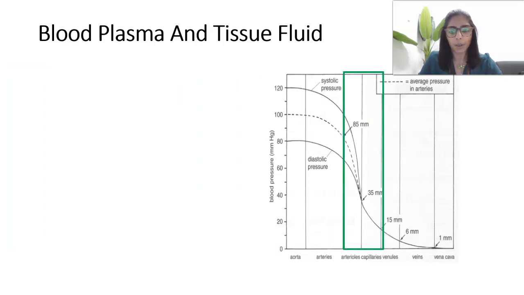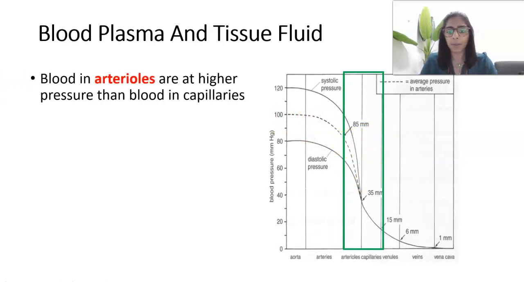Well, if we look at this graph here, we can see that it's looking at the overall blood pressure. If we look at that middle dotted line, that's the average pressure. We can see as we go from the aorta to the arteries to the arterioles, there's a really dramatic drop in blood pressure, and it continues to drop as we go to the capillaries, and then of course the veins and the venules have the lowest blood pressure. But what we're looking at here is this massive pressure difference from the artery into the capillaries.